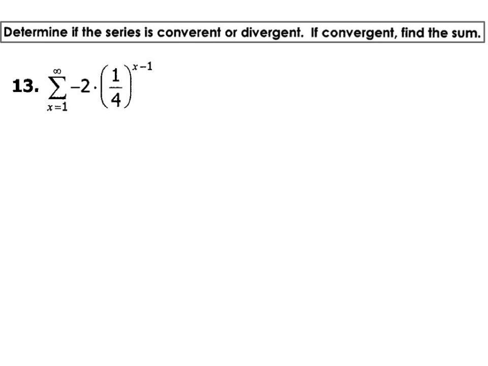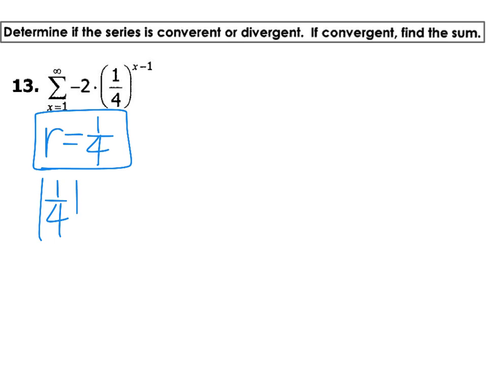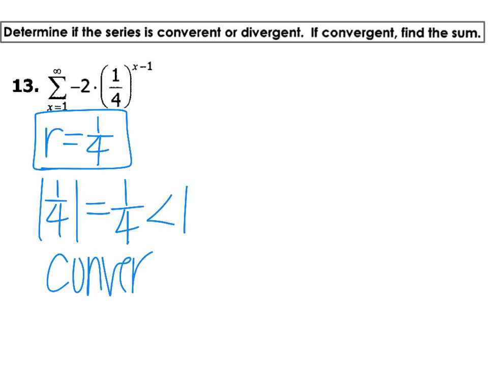All right, number 13. We like this one. It's definitely an infinite geometric series because the number on top of our sigma is an infinity symbol. That means it goes on forever. We start with x equals 1 and we go on forever. We can easily identify our r because it's the value attached to the x minus 1. So r equals 1/4. The absolute value of 1/4 equals 1/4. That is less than 1. Therefore, it is convergent.